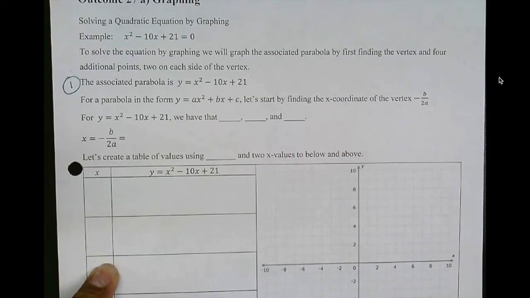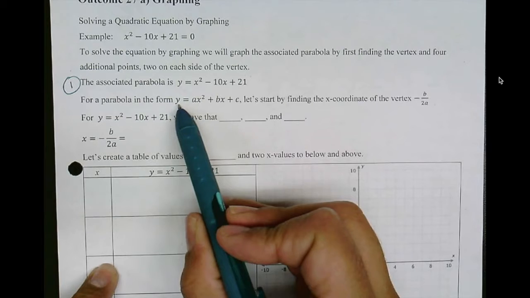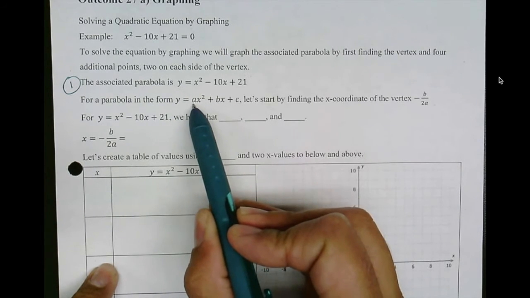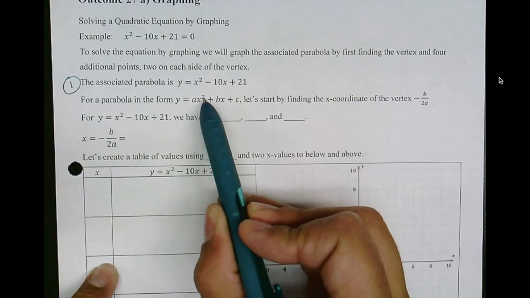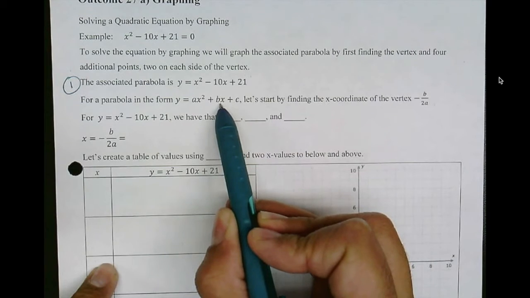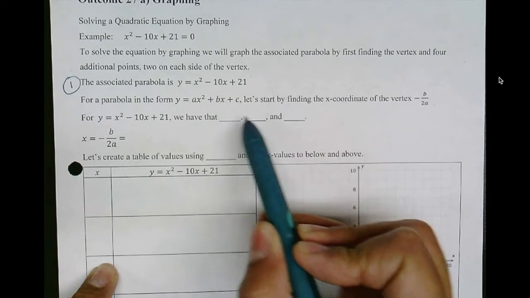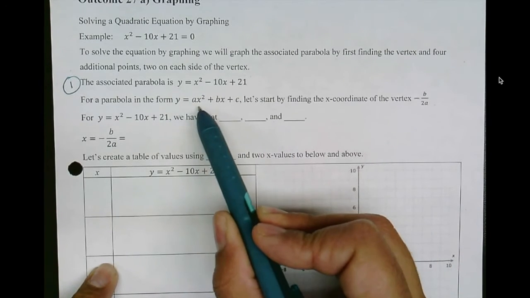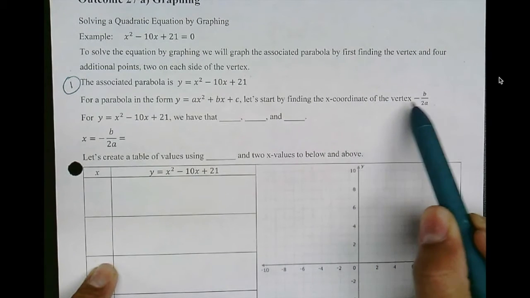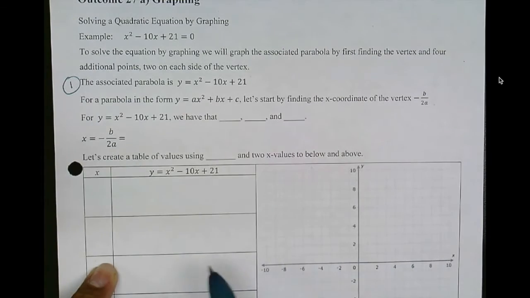After you've rewritten it, you want to keep in mind that the equation is in the form y equals ax squared plus bx plus c, where a is the coefficient of the x squared term, b is the coefficient of the x term, and c is the constant. In other words, the number without a variable. We need to figure out what a, b, and c are in order to find the vertex value, which we'll do by using negative b divided by 2 times a.